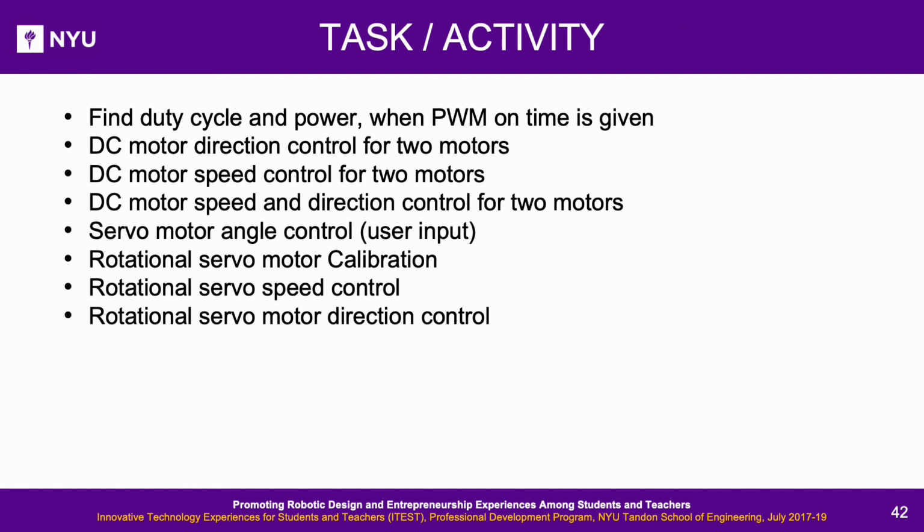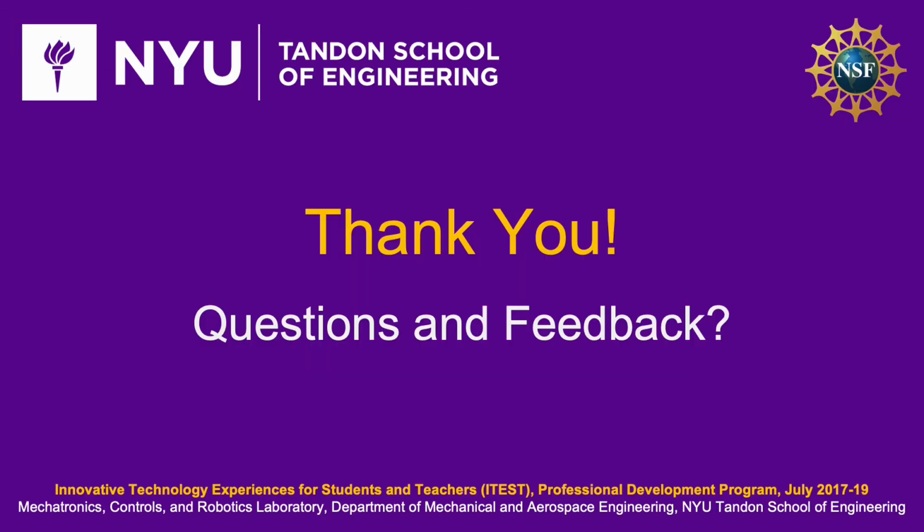Task. Activity. At this point you should be familiar with the following concepts from the activities in this lesson. Find duty cycle and power, when PWM on time is given. DC motor direction control for 2 motors. DC motor speed control for 2 motors. DC motor speed and direction control for 2 motors. Servo motor angle control, user input. Rotational servo motor calibration. Rotational servo speed control. Rotational servo motor direction control.